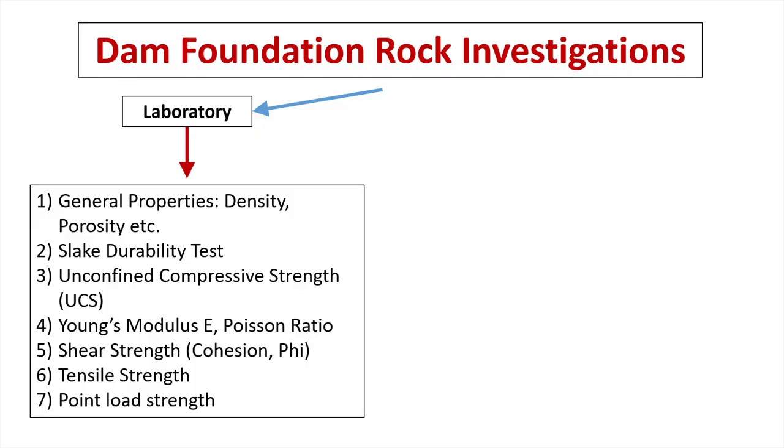Third is unconfined compressive strength. This is the most common testing. High compressive strength rocks are favorable for dam foundations. If the strength is less, we can modify the dam sections accordingly so that the dam behaves safely.